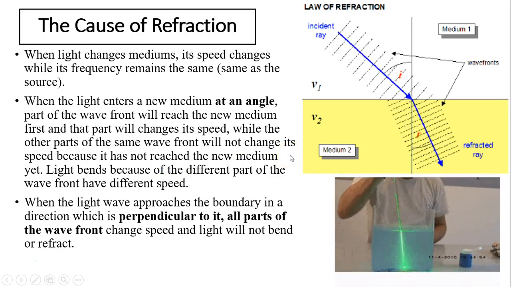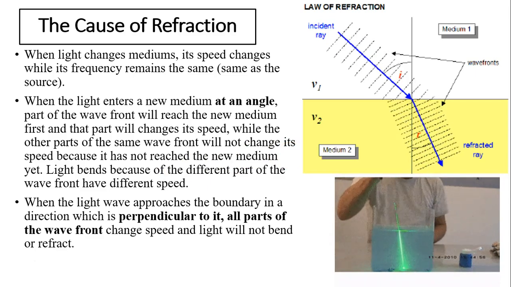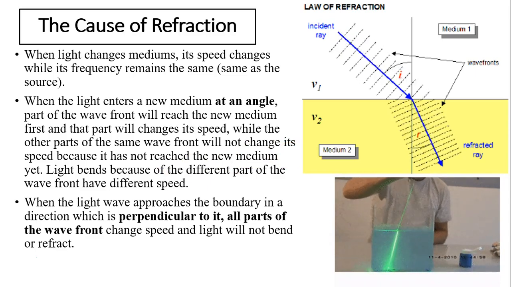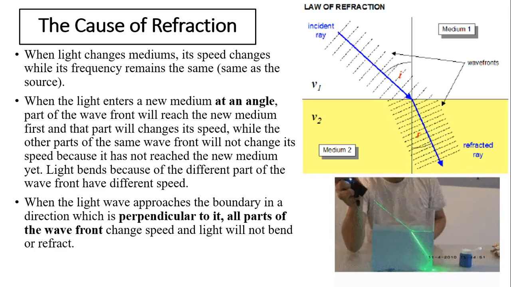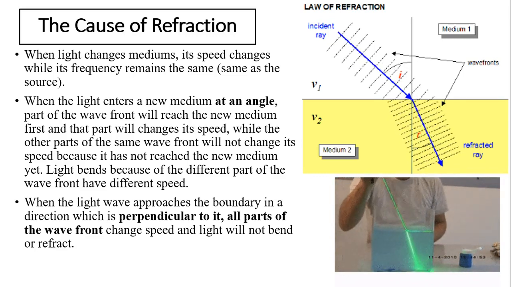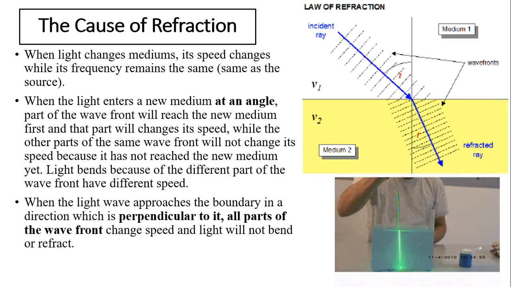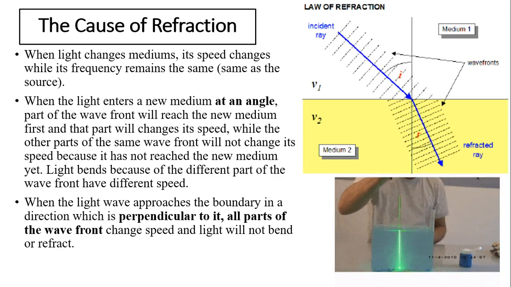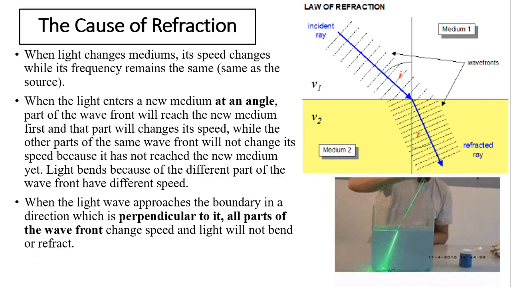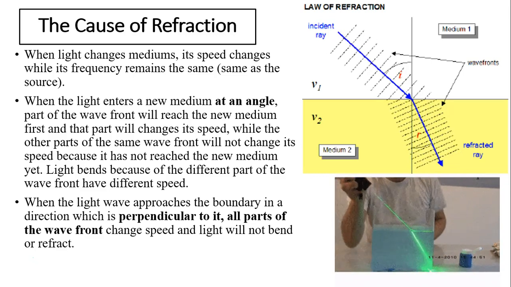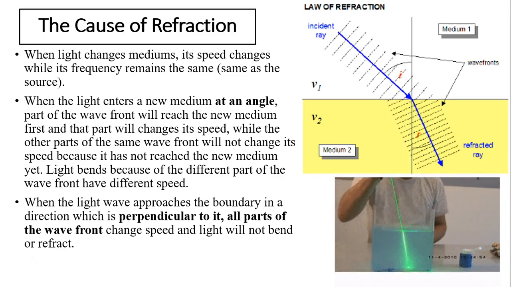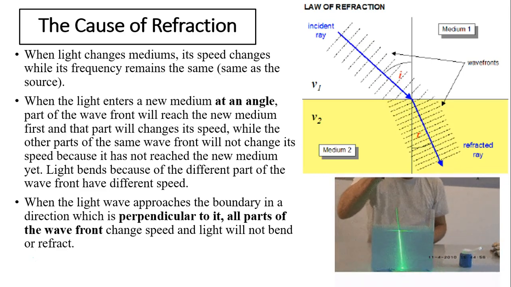Why does light change directions, or why does a wave change directions? We talked about this before, so let's just reiterate. When the light changes medium, the first thing we know is its speed changes, because the only thing that determines the speed is the medium. Its frequency, however, stays the same; it always stays the same as the source.